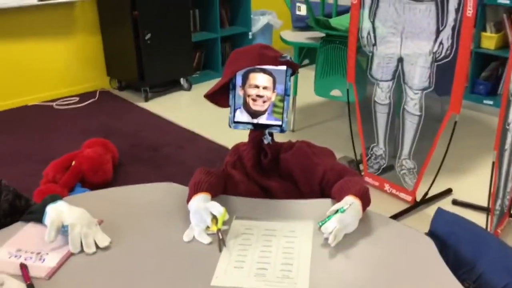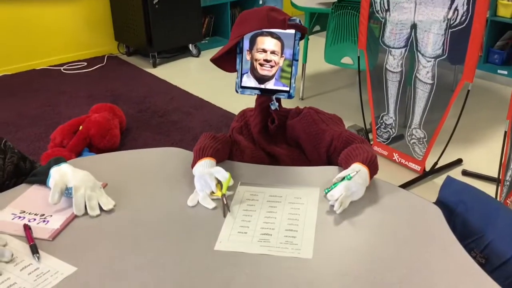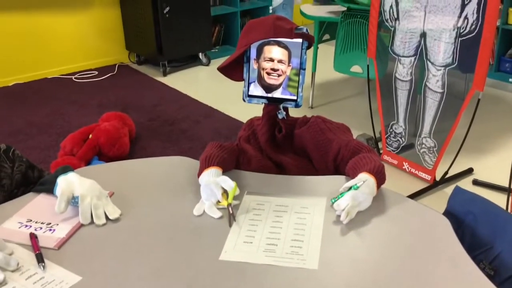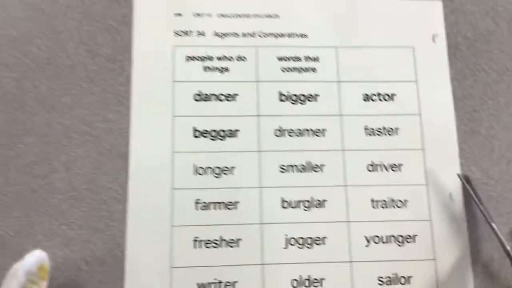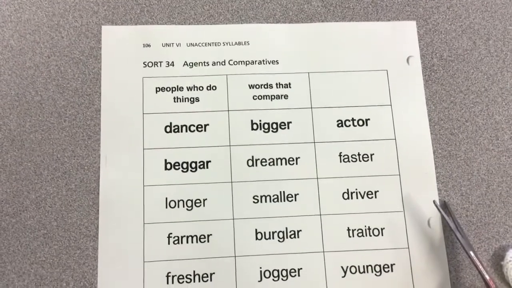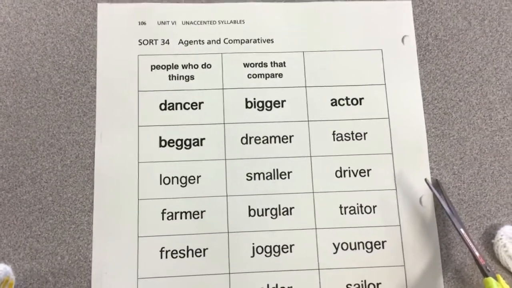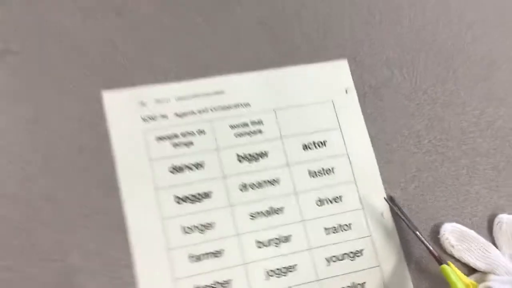Okay, we're ready for the WOW lesson. It's good to see that you two brought your proper tools. You've both got your WOW words in front of you. We're doing sort 34. Sort 34, agents and comparatives. People who do things, words that compare.